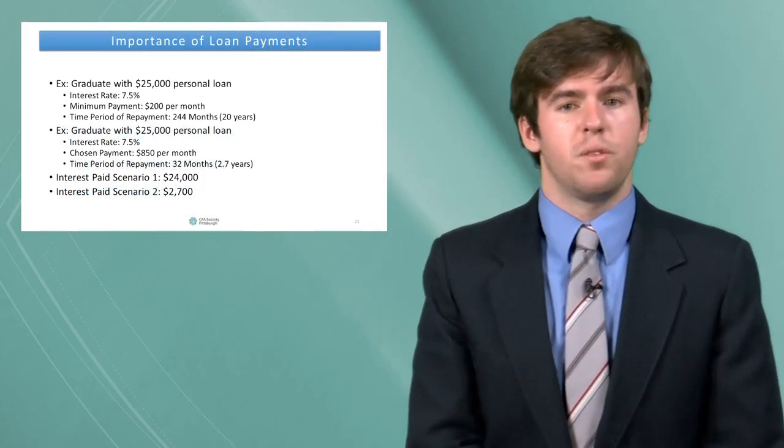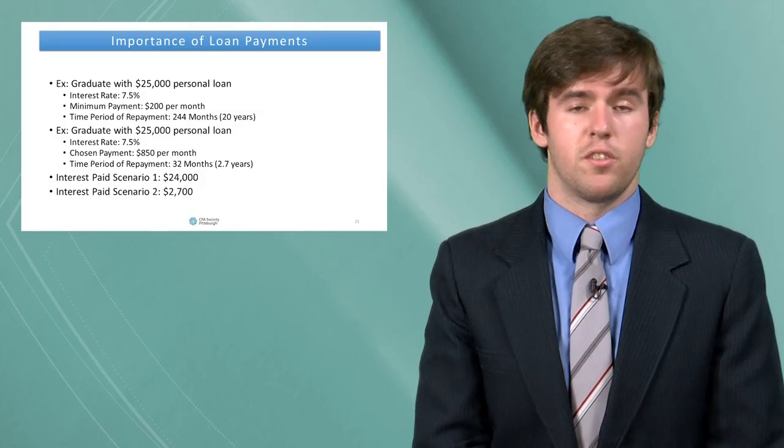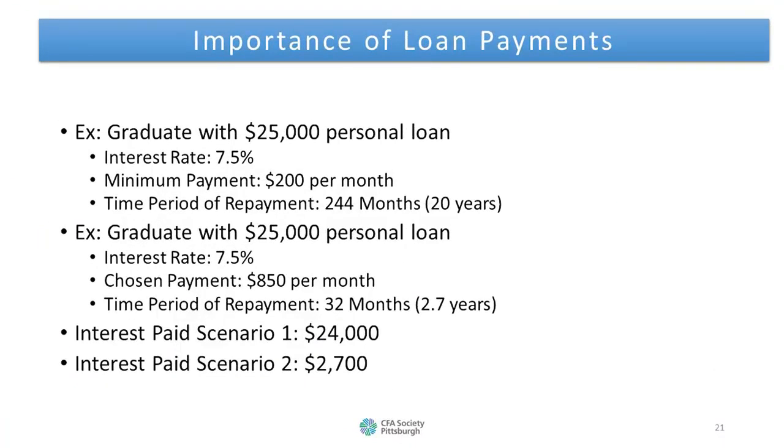Now we're going to talk about two different examples of a graduate with student loans. So the first example is a graduate with $25,000 in personal loans with an interest rate of 7.5%. Now it's the same scenario for both. The only difference is in the first scenario, the minimum payment is $200 per month. But in the second scenario, the payee is making an $850 per month payment. You'll see that the time period of the repayment for the first scenario is 244 months or 20 years. It's rather quite long, but it's also quite normal for student loans or personal loans.